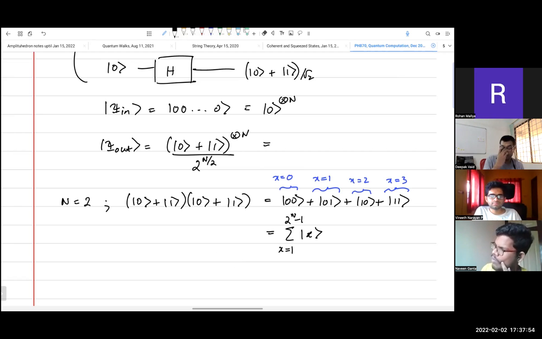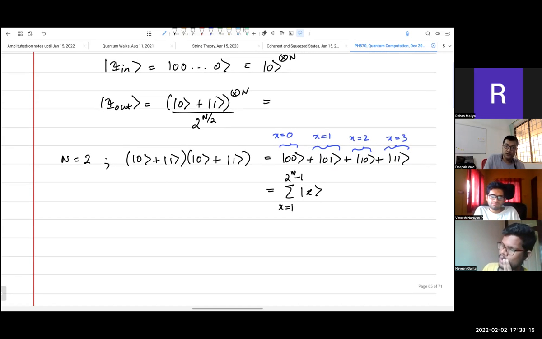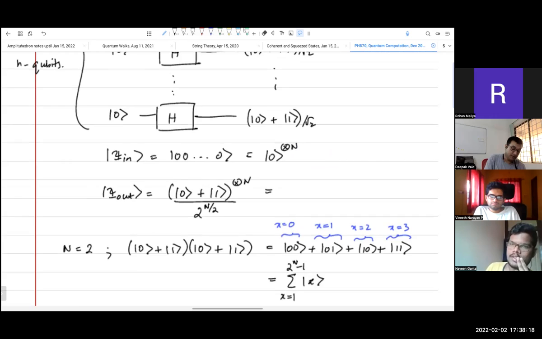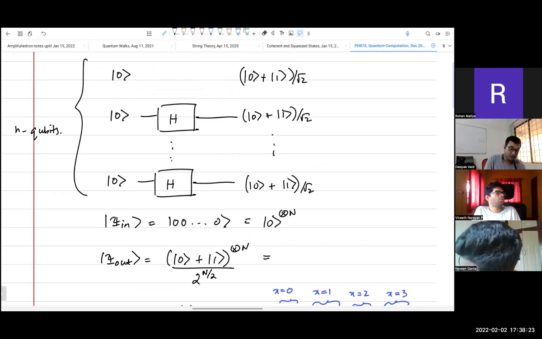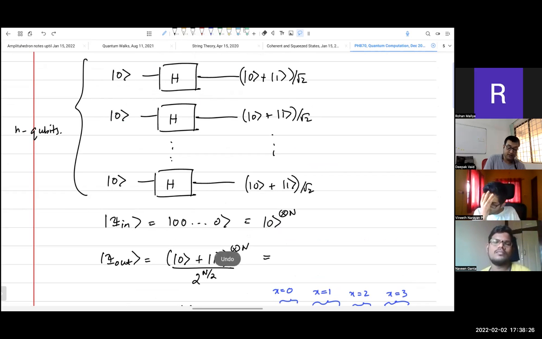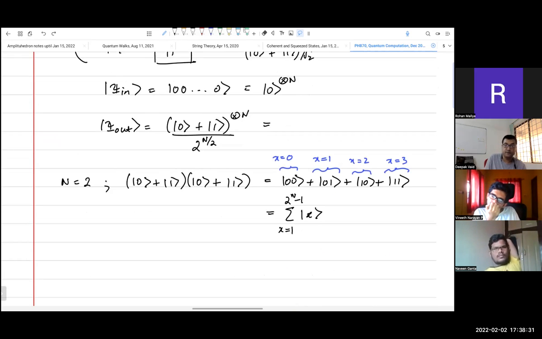So if you want to create a symmetric superposition of all the computational basis states, this is for a two qubit system. How many basis states are there? There are four of them. And this is an equal weight superposition of all the basis states. You take the inputs in the zero states, you put each one through a Hadamard, and the output state that you get is an equally weighted superposition of all the computational basis states.